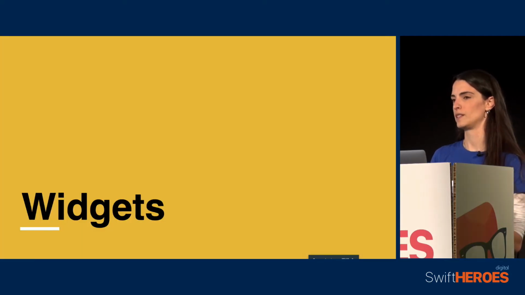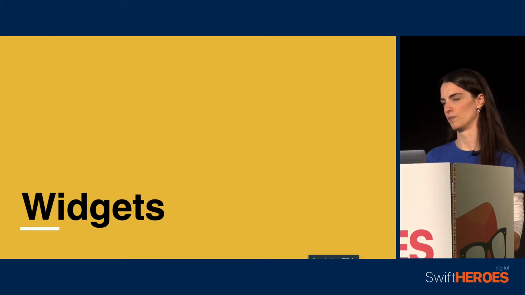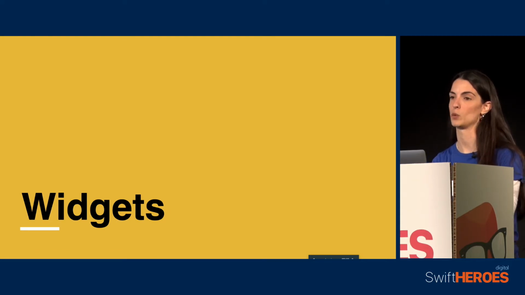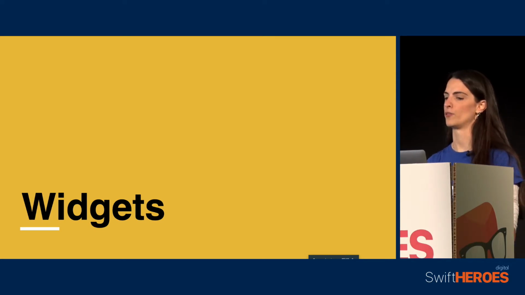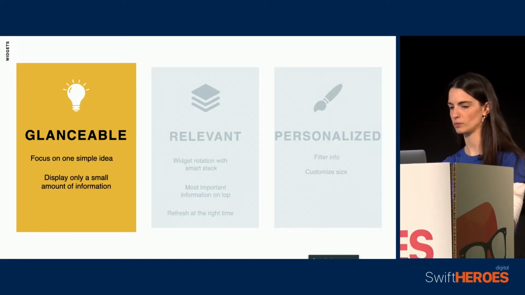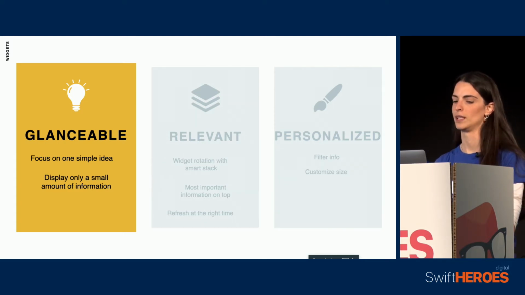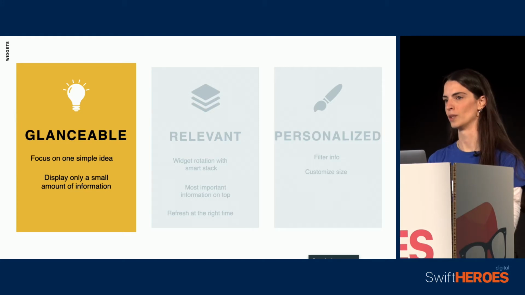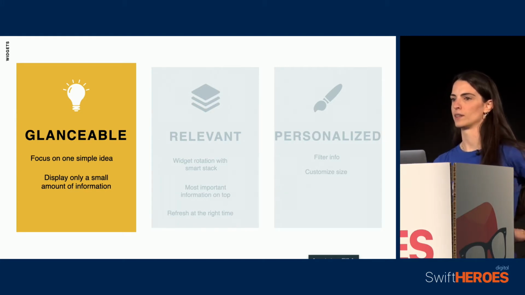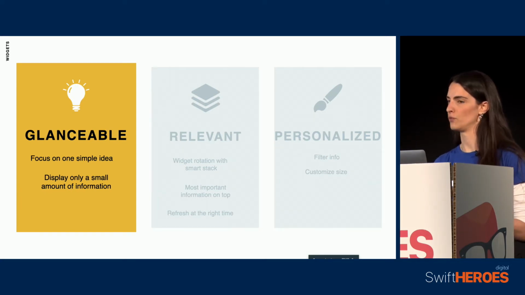So during this session, we will focus on the last feature that Apple has introduced, that is widgets. Widgets really conform to the ideas of the design for intelligence, mainly for three important aspects. They are glanceable, so that means that they are focused on just one simple idea, and they display a small amount of information at a time. That means that you can see the content and information you are looking for at a glance. You don't need to look for that information.